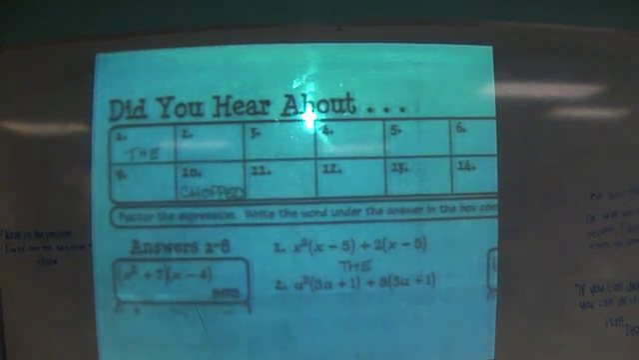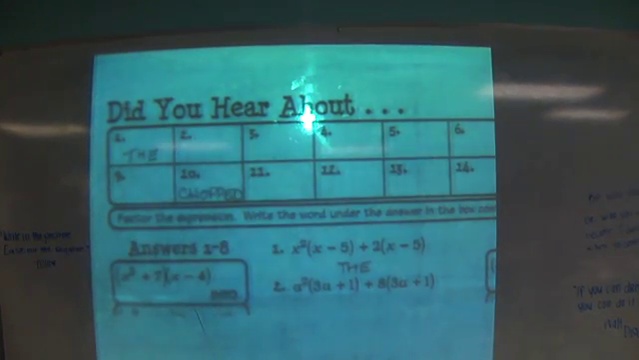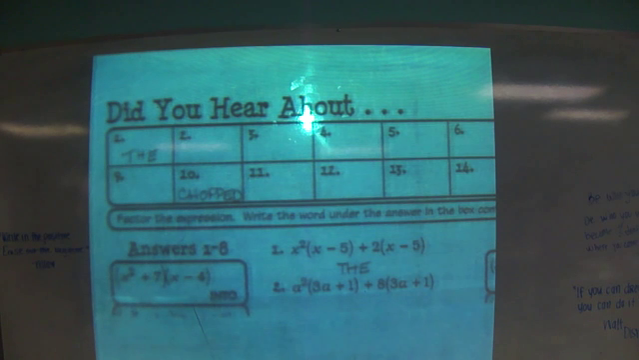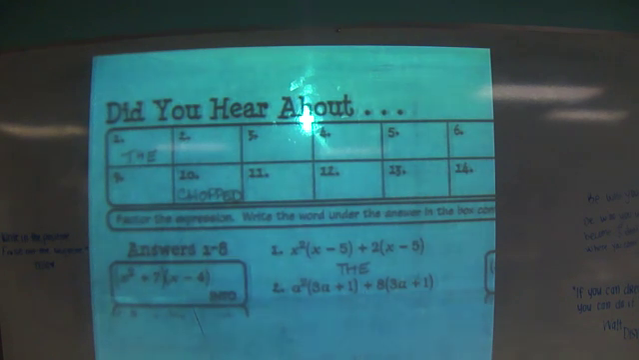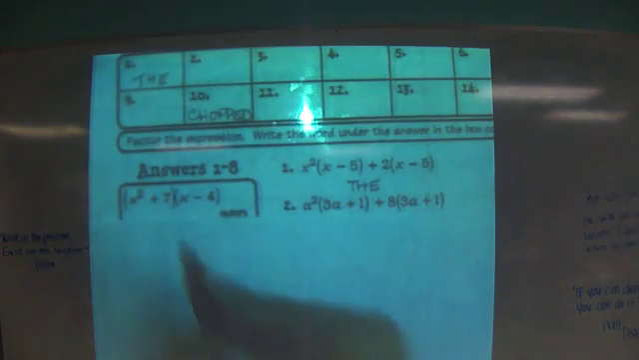This is called factoring by grouping. Factoring by grouping looks awful, but it's probably one of the easiest things that we can do in factoring. It has to do with like terms.